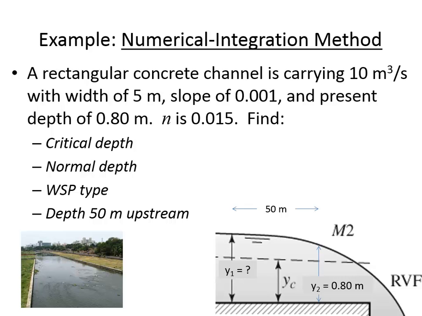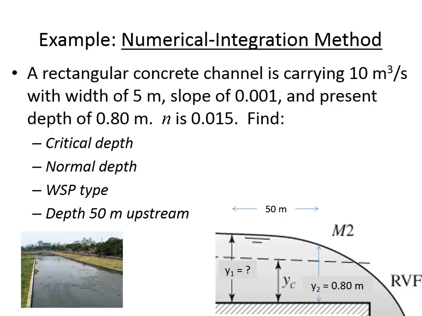We've got a case where the channel is 5 meters wide and it's rectangular. So we've got a 5 meter wide channel. The n value is 0.015. The slope of the channel is 0.001. And the flow rate that's going through there is 10 cubic meters per second.